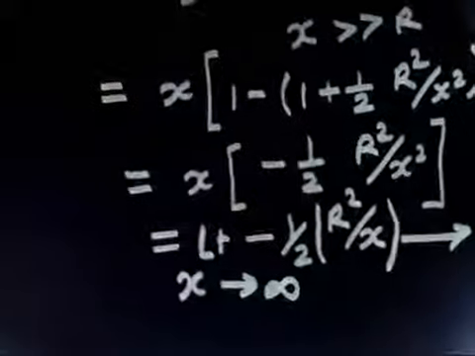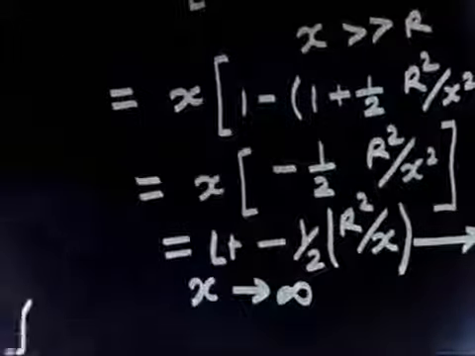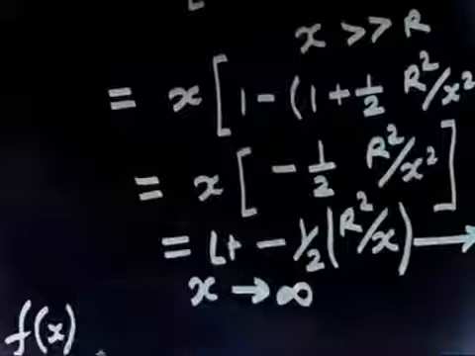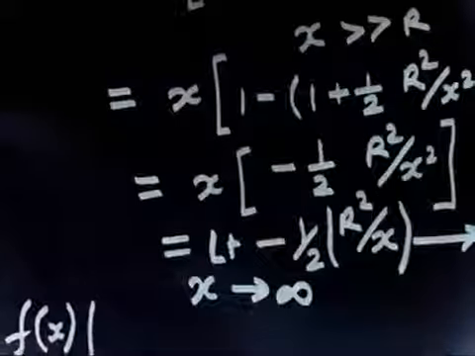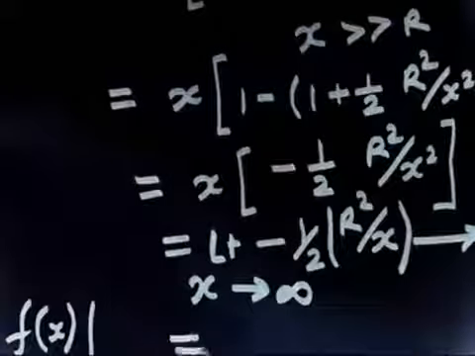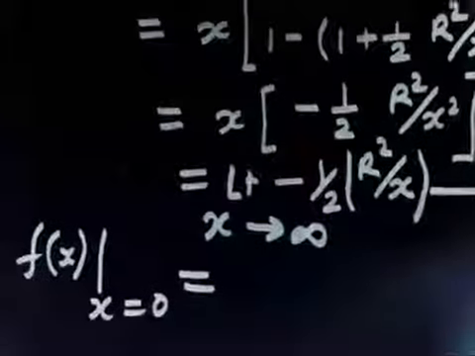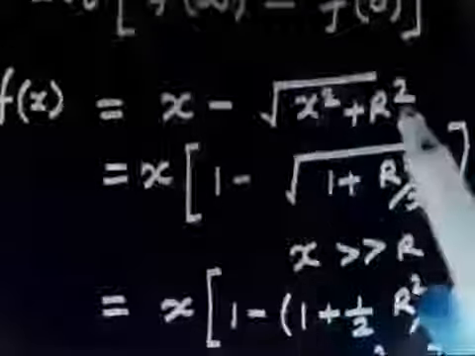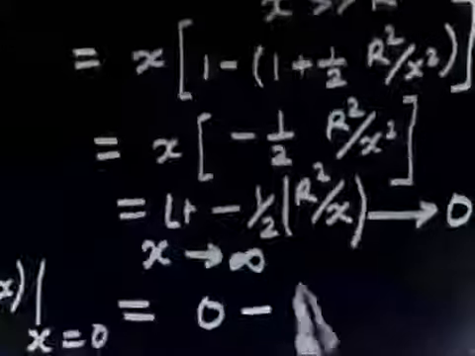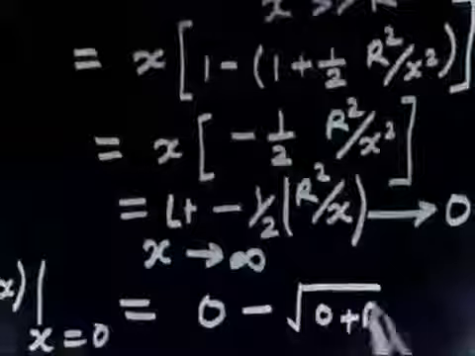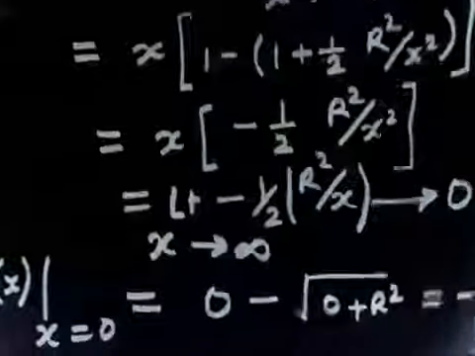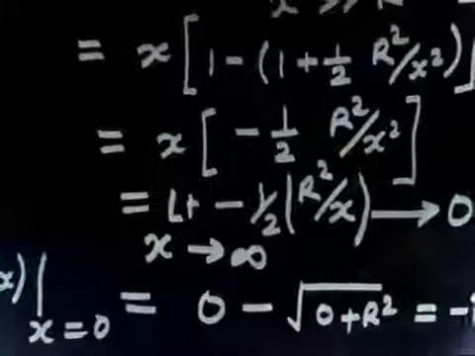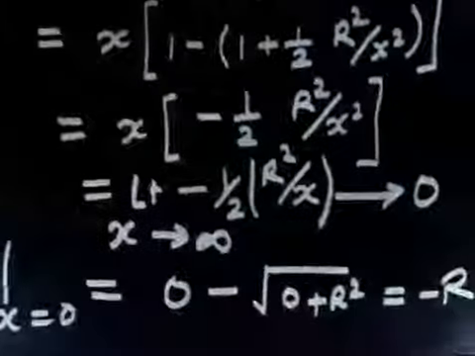The function value at 0 is very simple. So f(x) when x is equal to 0, and this value is very simple. You simply plug x is equal to 0, so 0 minus, under root 0 plus r square, so this is simply minus r. Are you getting or not?